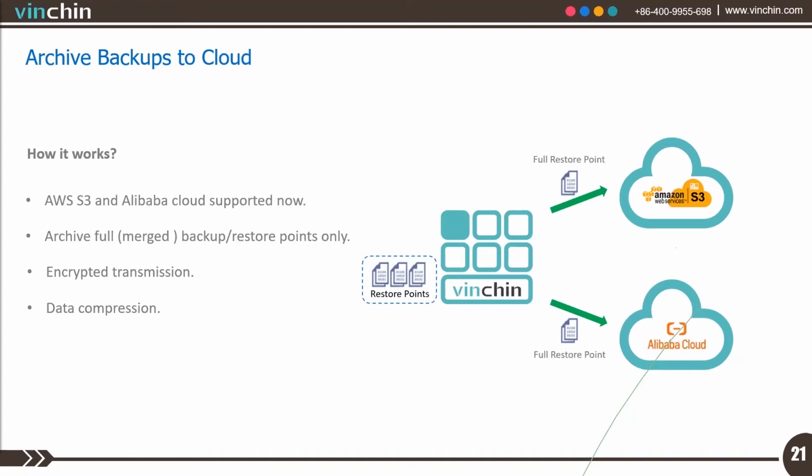Archive backups to cloud can help users achieve remote disaster recovery without building a new data center in another location. As the pricing of cloud storage is quite cheap now, and nowadays the uplink and the downlink are pretty fast, it's a great choice for users to archive their backup data to cloud storages for disaster recovery.